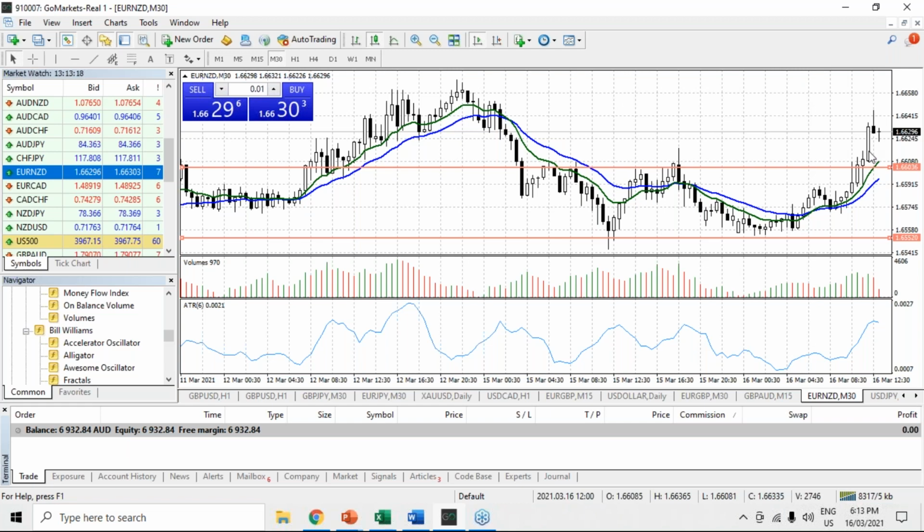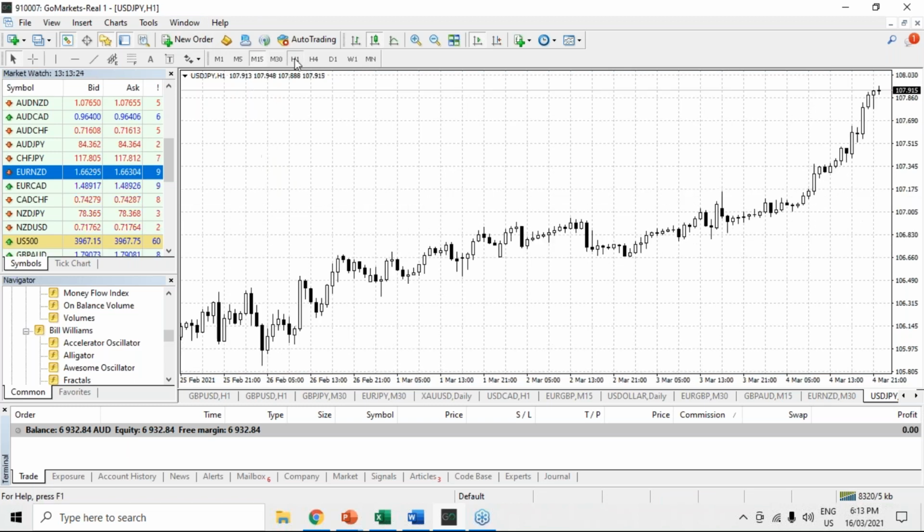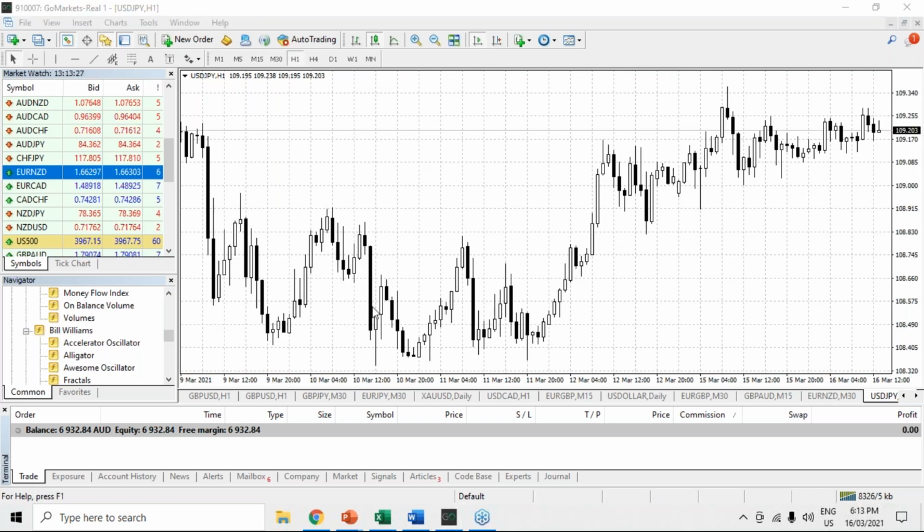We don't like these long bars to enter on. Let's look at US yen. Not likely to find much here. There we go. Okay.